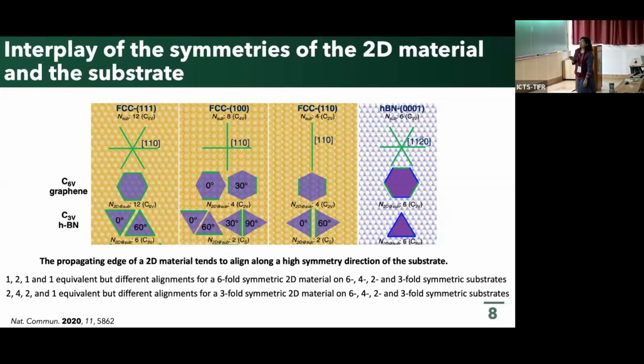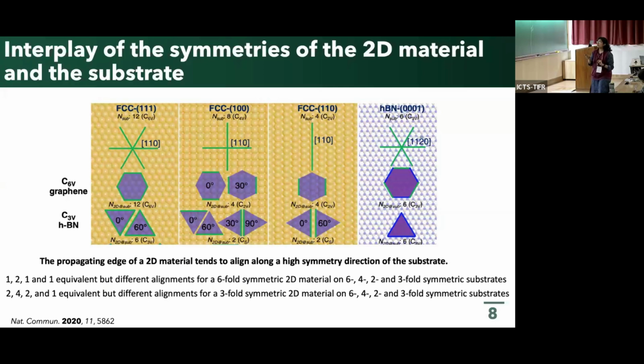If you take graphene and HBN grown on copper, along the different planes you can see that along the 110 plane, the slowest propagating mode in graphene has been shown to be the zigzag edge, whereas in the case of boron nitride, it is the nitrogen terminated zigzag edge. So these are the modes that are propagating, and they will propagate along these particular crystal directions. This propagation is determined by the symmetry of the substrate.